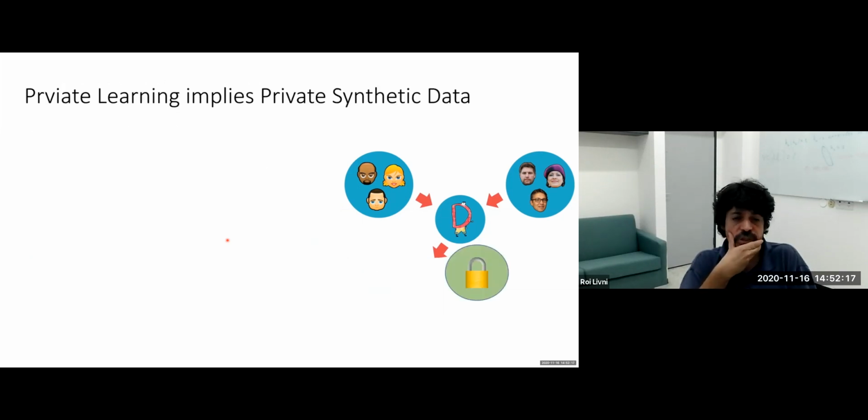And what we showed is that private learning implies private synthetic data. In other words, whenever you can privately learn, if you have a discriminator that can see synthetic data and learn to distinguish it, but give some private output, then you can make sure that this sequential game is going to lead to synthetic data in the following way. I'll explain in a minute.